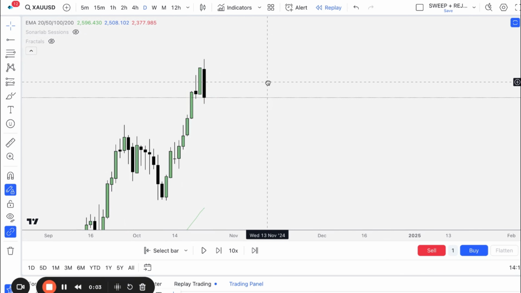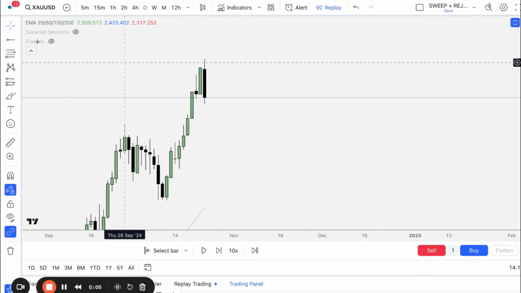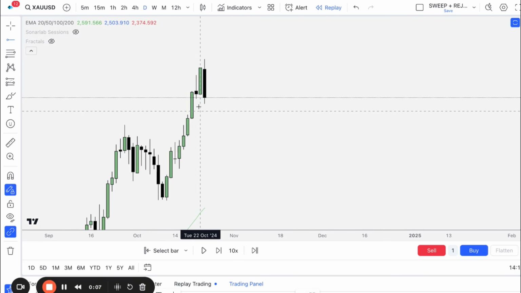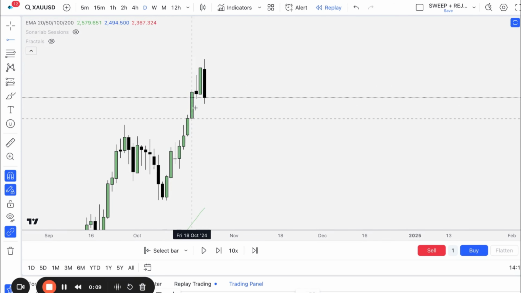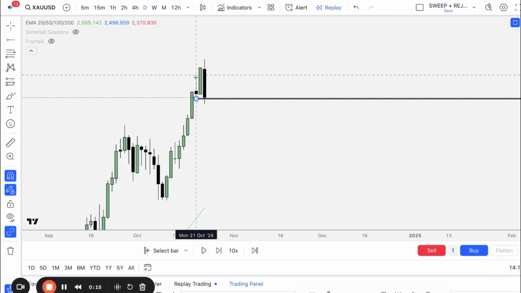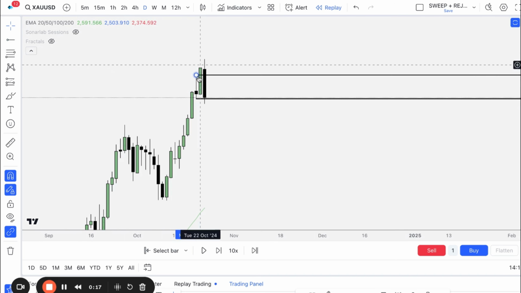Okay, so this is on gold on the daily time frame. And what we can go ahead and do is mark on the Monday day low and the Monday day high. So you can see this is the Monday candle right here. So we can go ahead and mark on the low, and we can go ahead and mark on the high of the Monday day candle.